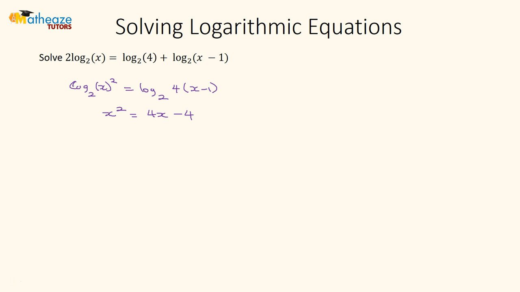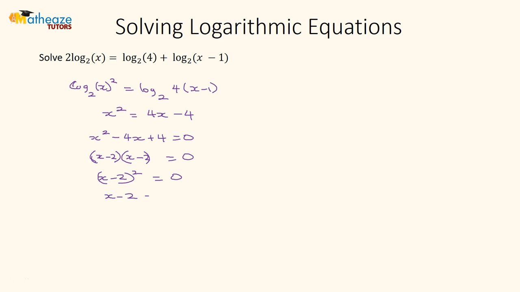So now what we're going to do is rewrite this expression as a quadratic equation. So we have x squared minus 4x plus 4 equal to 0. We're going to factor this equation and solve for it. So we have x minus 2, x minus 2. So we have x minus 2 squared equal to 0.